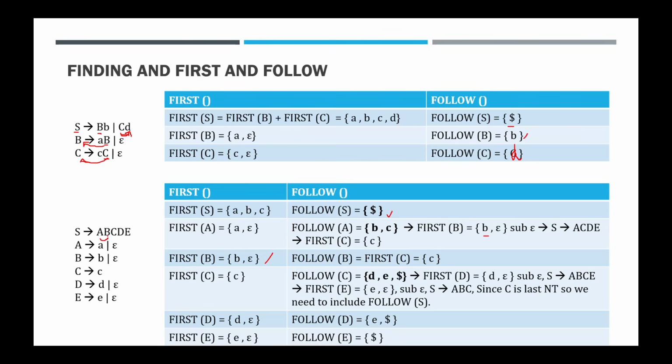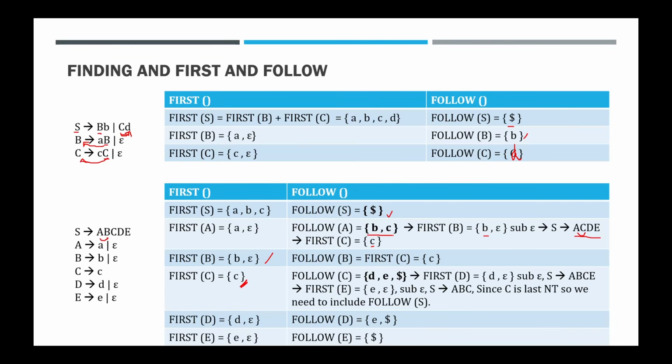When you substitute here, what happens? Instead of B, if you substitute epsilon, my production is changed to A, C, D, E. Now what is follow of A? It is C. C is a non-terminal, so we are going to find the first of C. What is first of C? It is small c, which means the terminal c. Include that c here. So now the follow of A will be b comma c.